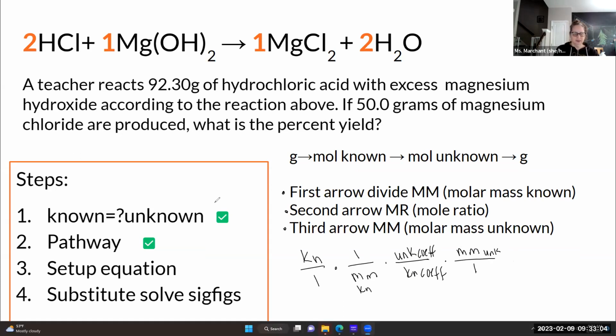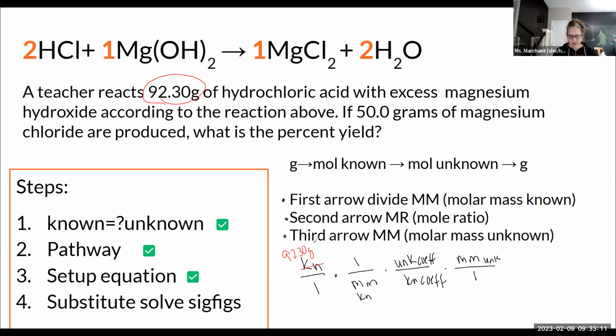My known, 92.30 grams of hydrochloric acid. Divide by the molar mass of the known. 36.46 grams of hydrochloric is in 1 mole of hydrochloric. I got those from the periodic table. Hydrogen has a mass of 1.01. Chlorine has a mass of 35.45, and there's only 1 atom of both of them.